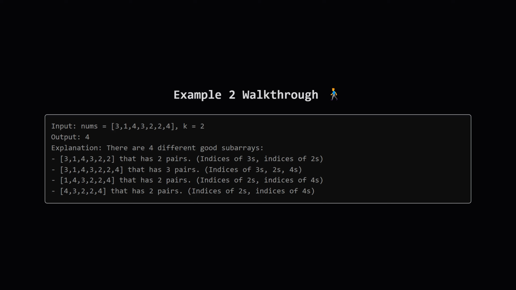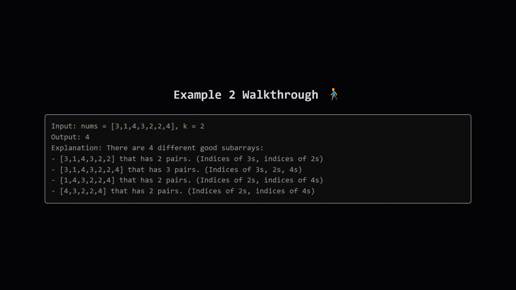Now for the second example. The numbers are 3, 1, 4, 3, 2, 2, 4, and we need at least 2 pairs, k equals 2. Let's check some subarrays. Consider 3, 1, 4, 3. Here, the two 3s make 1 pair. Not enough. How about 3, 1, 4, 3, 2, 2? The 3s make a pair, and the two 2s make another pair. That's 2 pairs total, which is greater than or equal to k equals 2. So this is a good subarray.